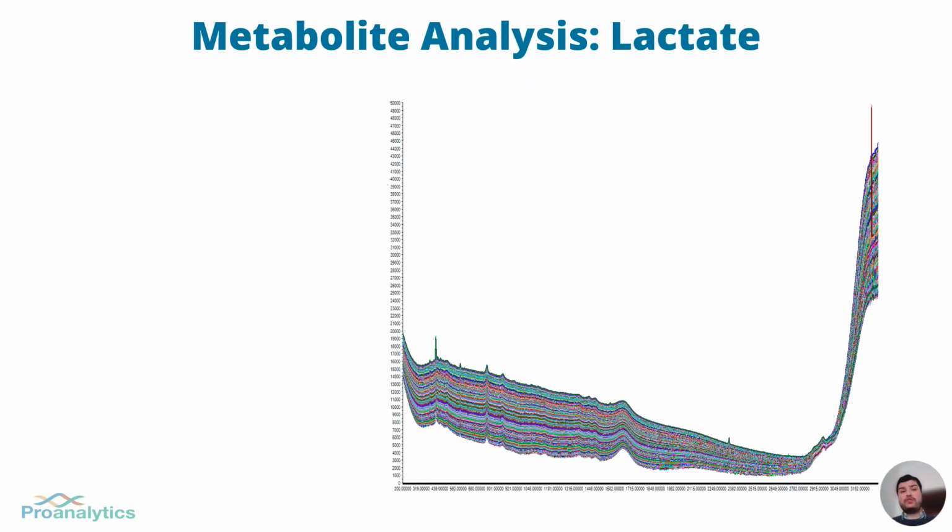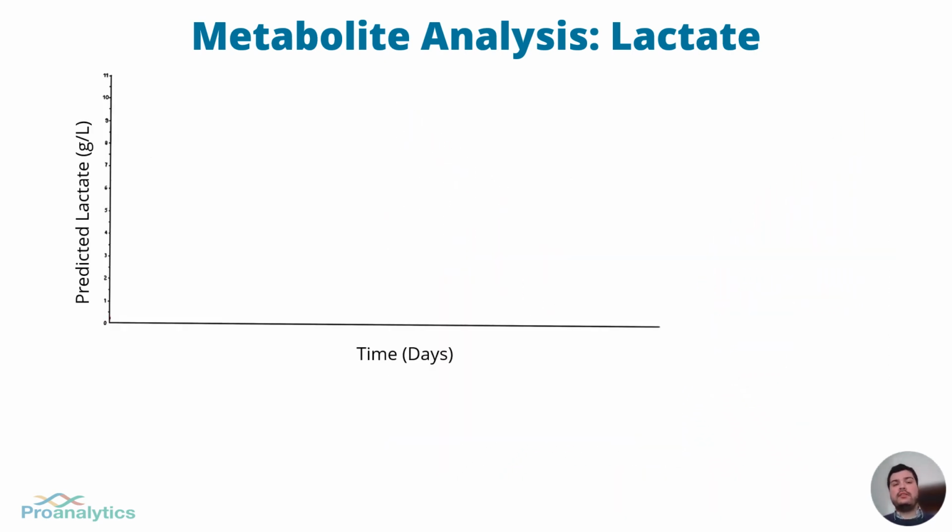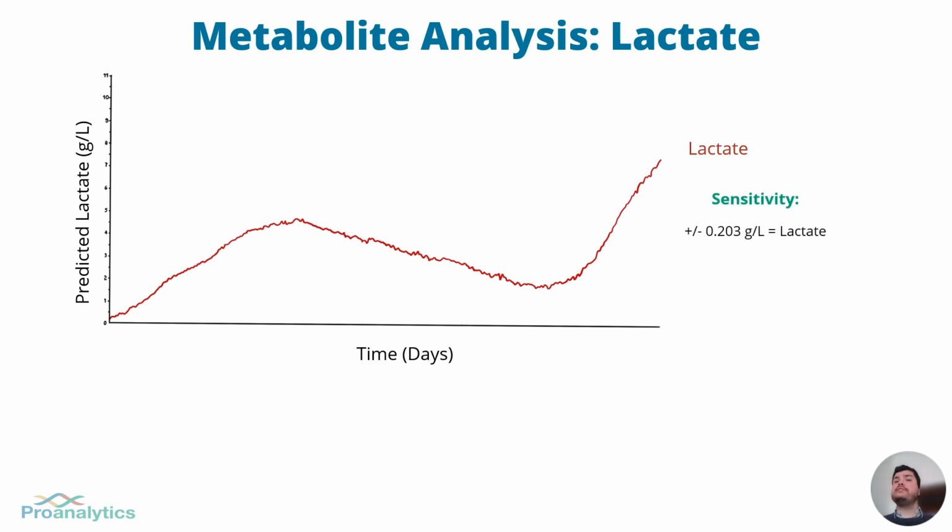So remember how I mentioned Raman captures everything in your run? Let's look at the lactate profiles of these runs. We know that lactate is in the 830 to 879 wave number range. The first graph shows lactate building up over time, which is what you expect because lactate is one of the metabolites of glucose, hence no sawtooth design. The red line is the lactate being produced by the cells after they consume the glucose. The accuracy is excellent, plus or minus 0.2 grams per liter of lactate.